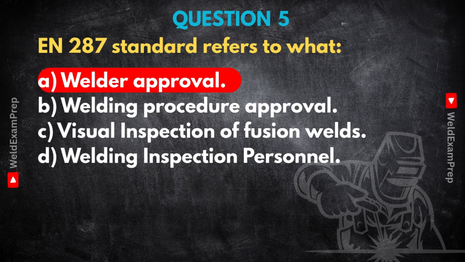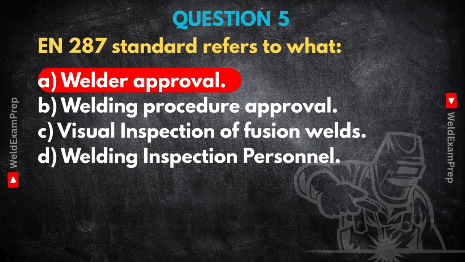And it's important to know how it differs from the others. Option B, procedure approval, that's covered by different standards like EN ISO 15614, qualifying the process. Option C, visual inspection, has its own standard, like EN ISO 17637, defining how to do the visual check. And D, inspection personnel, well, that might relate to standards like EN ISO 14731 for welding coordinators. Right. So EN 287, laser focus on qualifying the welder. It's a cornerstone for ensuring quality starts with the person holding the torch. Right, making sure the person doing the job is properly qualified.